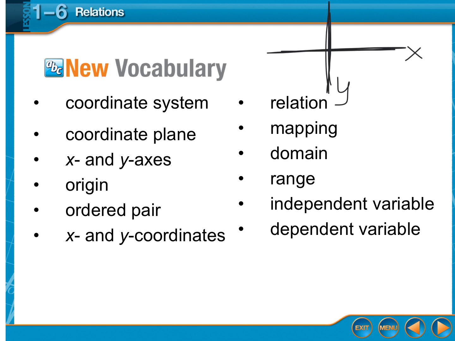Okay, origin, where's the origin on a graph? The middle. In the middle, yep, where they intersect. That right there is our origin. Ordered pair, what's an example of an ordered pair? Someone give it to me. 2, 2. Okay, written as 2, 2. And if I graph that, I graph the X first, go over 2, and then we go up 2 on the Y.